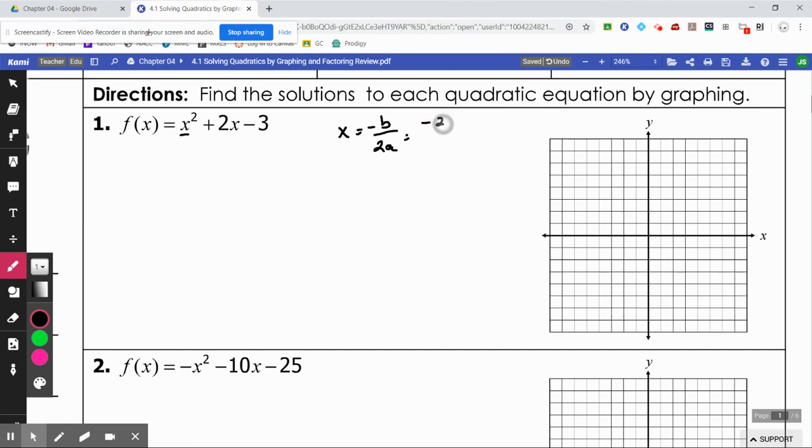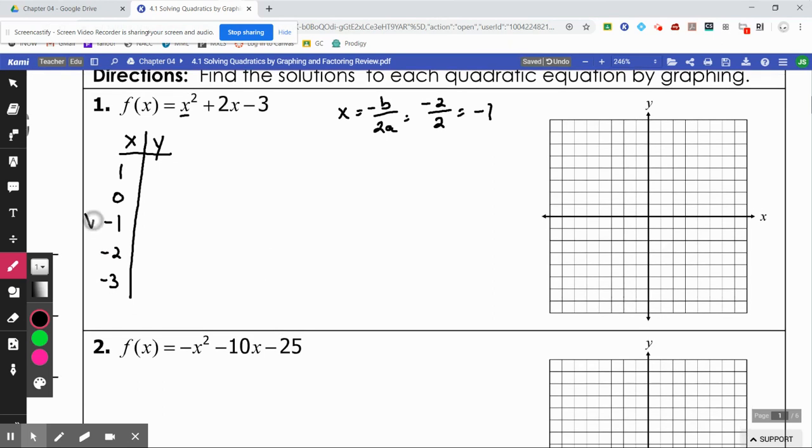So my b value here is 2. My a value is 1, so that's 2 times 1, which is 2. So I have an x value of negative 1 for my axis of symmetry and for my vertex. So we're going to put that in the middle of our graph. Pick a couple of points on each side. We'll do 0 and 1 maybe, and negative 2 and negative 3 on the other side. The vertex again being in the middle.